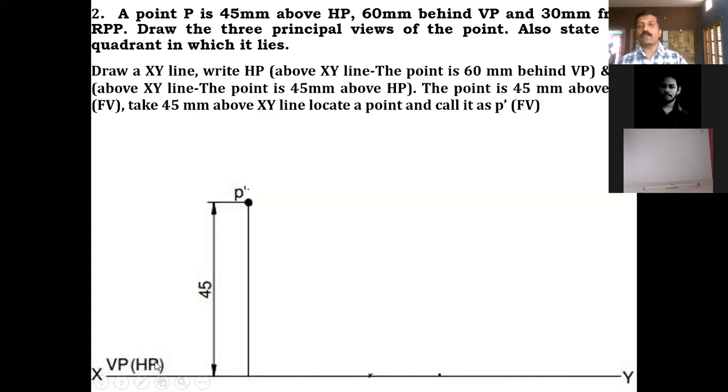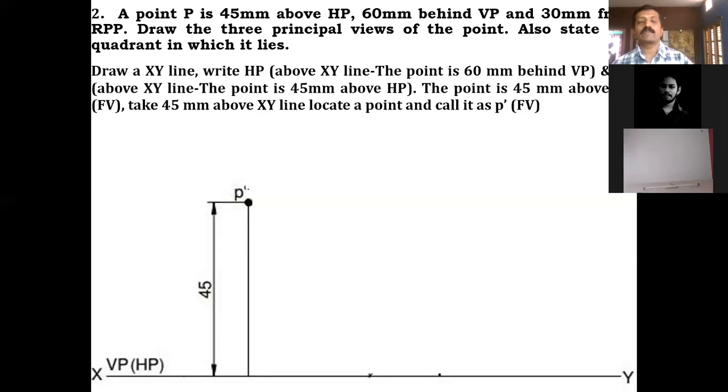And both in the second quadrant, what is the specialty of the second quadrant? Both HP and VP will overlap, as well as the front view and top view will also come above the XY line only. So after fixing the XY line, let me read the first sentence. A point P is 45 millimeter above HP. Above HP means it is front view information. You take 45 millimeter above the XY line like this. Locate a point, draw a horizontal line, locate a point. You call that the front view, that is P dash. This is nothing but your front view. The front view is completed, the first part.